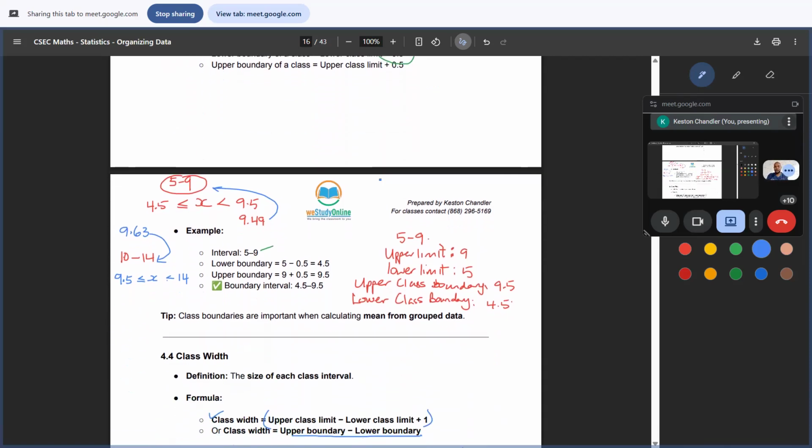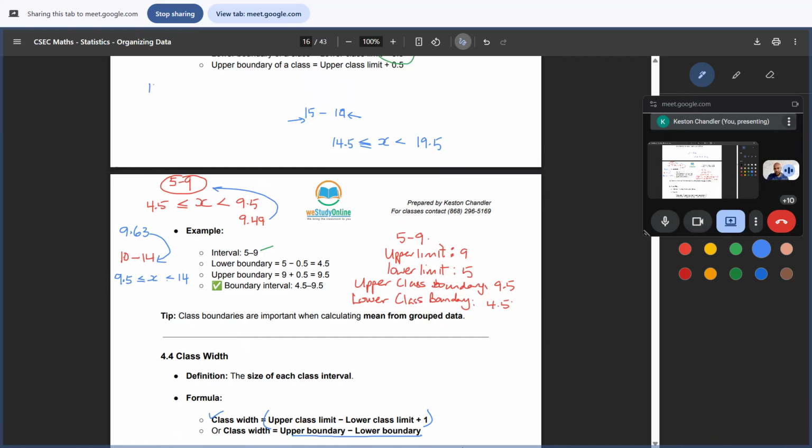So if we have a class interval such as 15 to 19, our boundaries will be 14.5 and 19.5. 0.5 less than your lower limit, 0.5 more than your upper limit. And we always use the inequality signs to help us identify what will fall in our class. So here we are saying if the data value or data point is greater than or equal to 14.5, but less than 19.5, it will fall into this class.